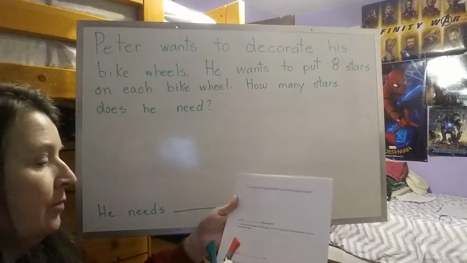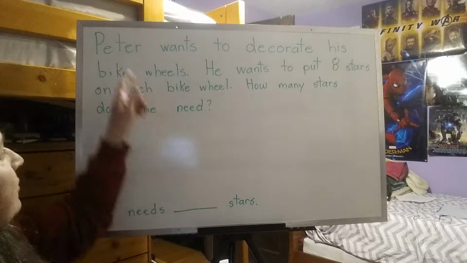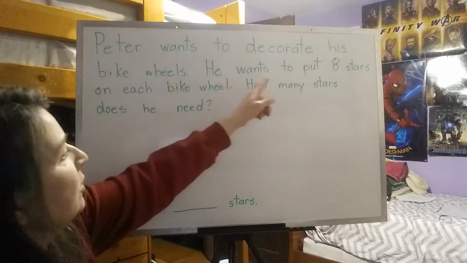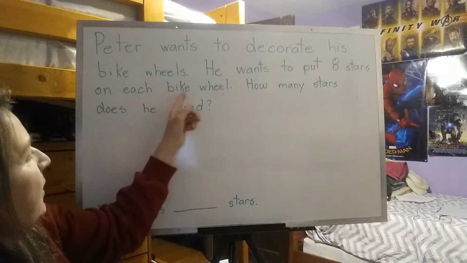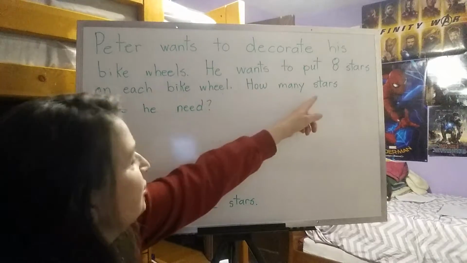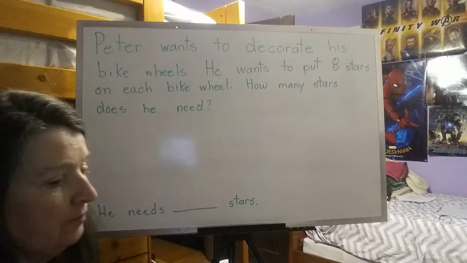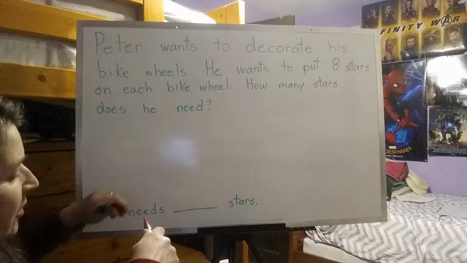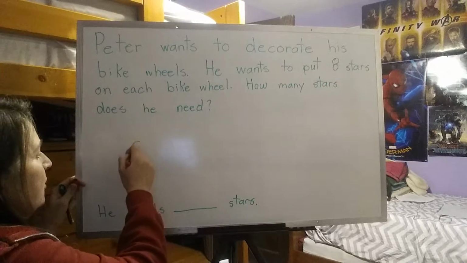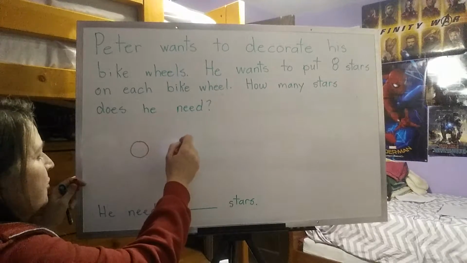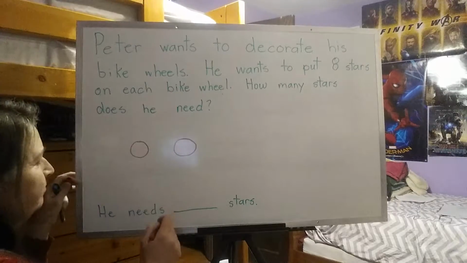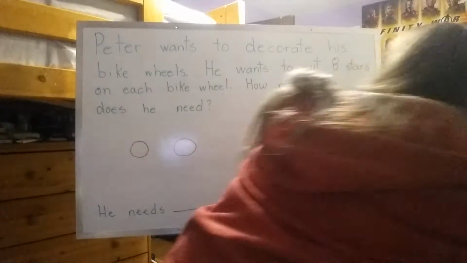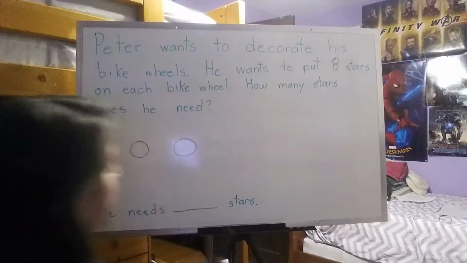For question number 2, we have Peter wants to decorate his bike wheels. He wants to put 8 stars on each bike wheel. How many stars does he need? Of course, we know that a bicycle will have 2 wheels. Just a minute. I think I should draw that a bit bigger.